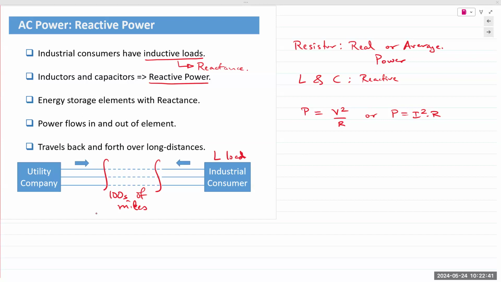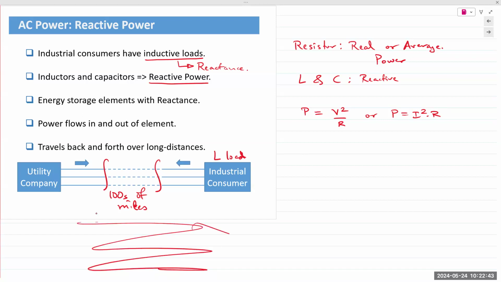We don't want it going back and forth all the time. So it's going to the load, going back to the utility company, back and forth all the time. The more it travels, the more it's going to lose. Now, real and reactive power does not mean that the company is sending two separate quantities of voltage and currents. Okay, the utility company just sends like one big piece.